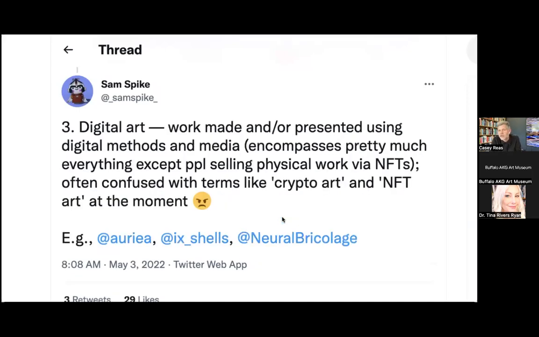Third, digital art: works made and/or presented using digital methods and media, encompassing pretty much everything except people selling physical works via NFTs. And Sam writes here, it's often confused with terms like crypto art, NFT art at the moment. The examples here are Aria Harvey, Itzel Yard, and Helena Sarin. And I think digital art has been long formed, decades and decades of work. It's not something new that's emerged through the blockchain, through cryptocurrency, through NFTs, but many artists who have been working in this area for a short amount of time or for generations have moved into curiosity and exploration with NFTs.